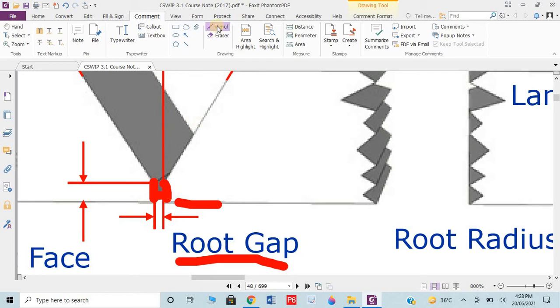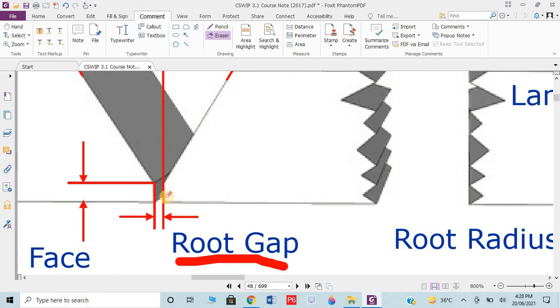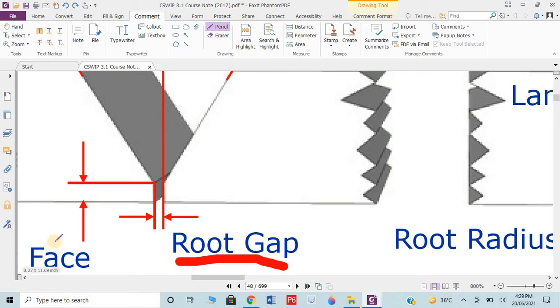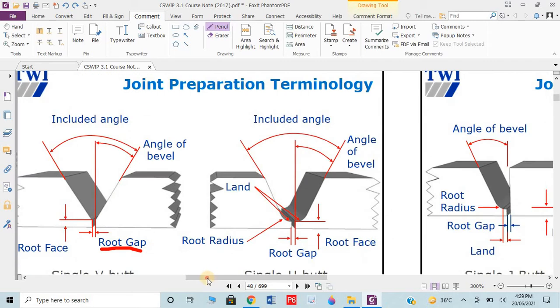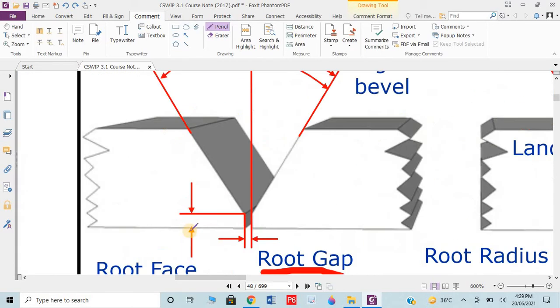And you can see here, from this point to this point we have also a gap, and from this point to that point we have a specific length which is called root face. These are the terms which you need to understand.